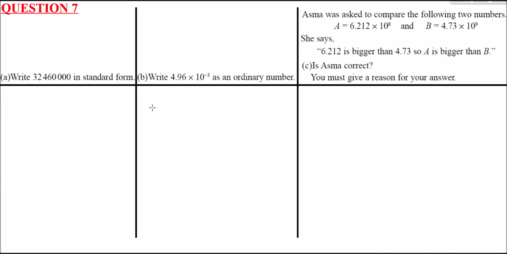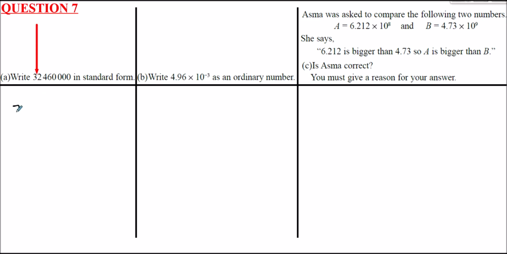Question 7. Write down this number, 32,460,000, in standard form. So, in standard form, we need the first part of the number to be in between 1 and 10. I'm pretty sure this number, 32 million, is bigger than 10, so we need to put the decimal place in somewhere else. So where could I put the decimal here to make it somewhere in between 1 and 10? Quite obviously, I'm hoping you agree with me, it has to go in between the 3 and the 2.